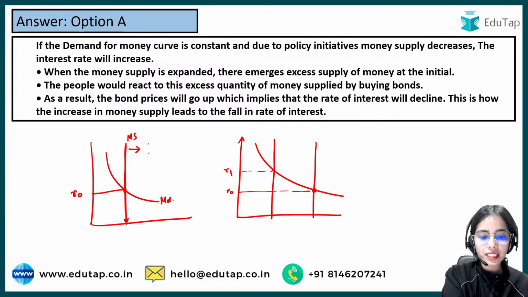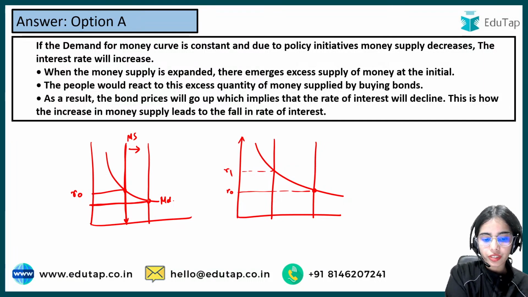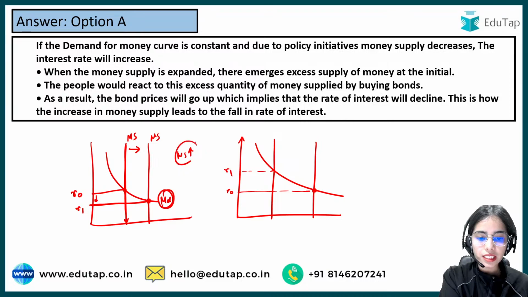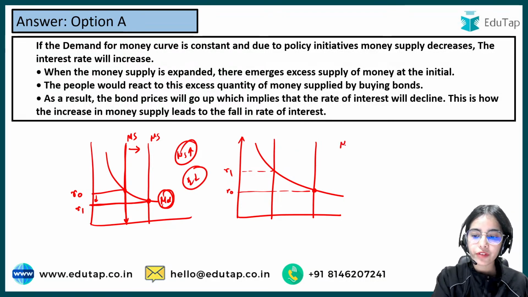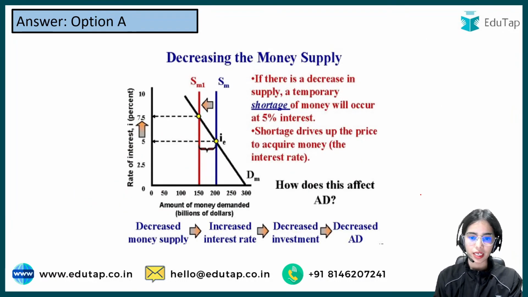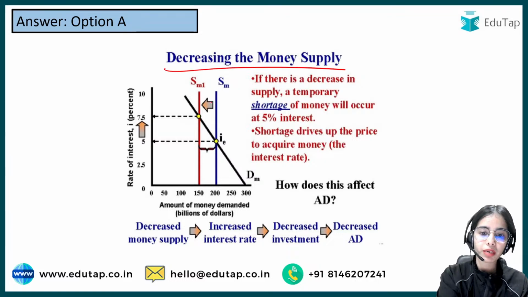If the money supply is increasing, then the new rate of interest at the higher money supply and the given demand for money will be R1. So when the money supply increases, the rate of interest decreases. When the money supply decreases, the rate of interest increases to bring the money market into equilibrium. So that is the idea. So this is the decreasing money supply. With that, to bring the equilibrium in the money market, the rate of interest has to increase.